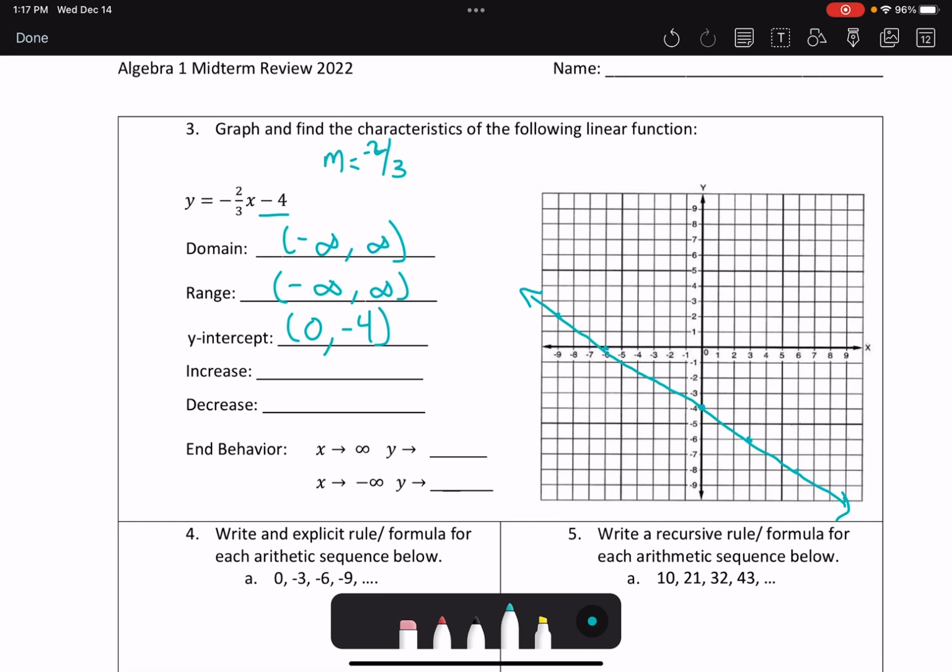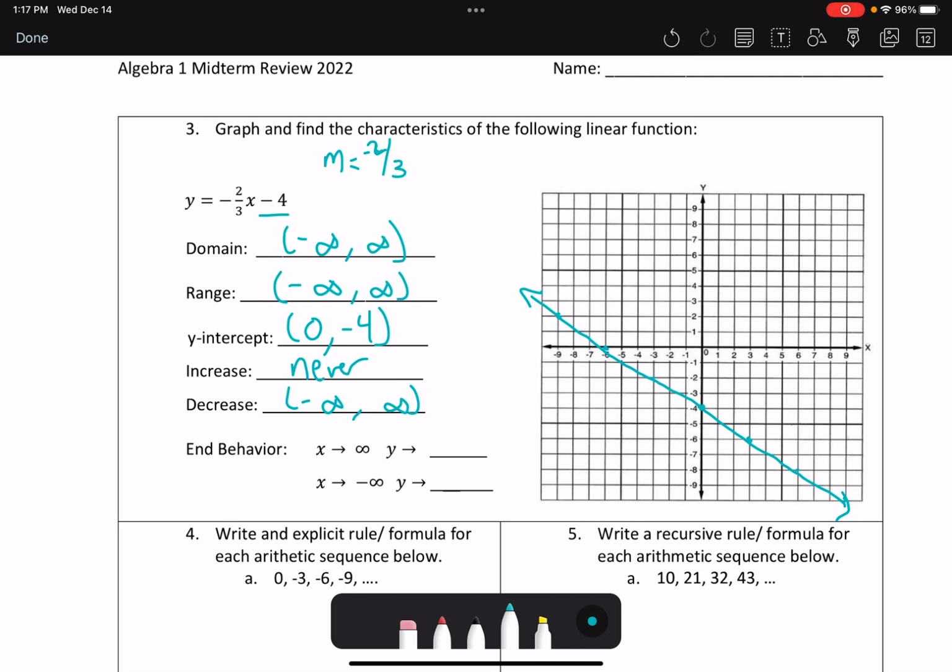This is a negative slope, or this function has a negative slope. So this function will be a decreasing function, so it will never increase. And it's going to decrease from the values of x from negative infinity to positive infinity.